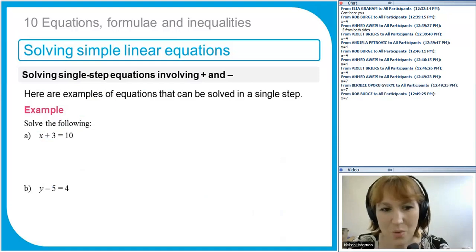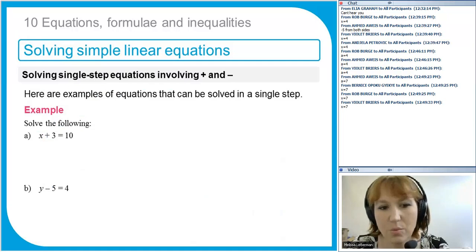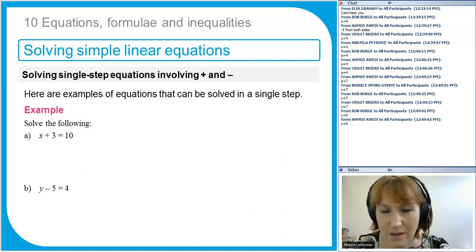Now, for part A, it's quite straightforward. We've just got x, which is the number we're trying to find, plus 3 is equal to 10. So we've got a few people answering x equals 7. Of course it is. It's very easy. 7 plus 3 equals 10, so x must be 7. But how do we do it algebraically? So what we need to do is subtract 3 from both sides.